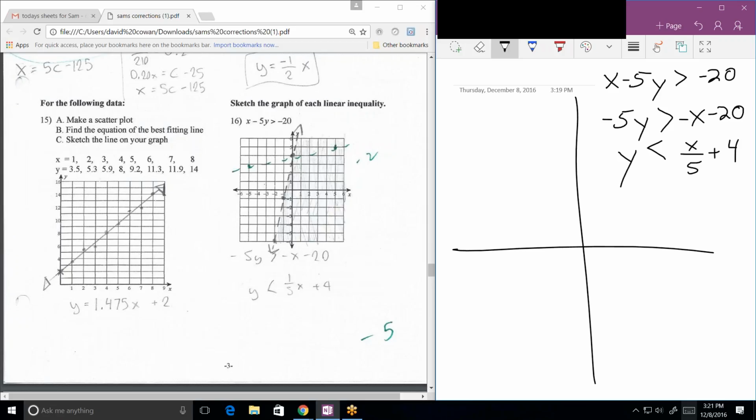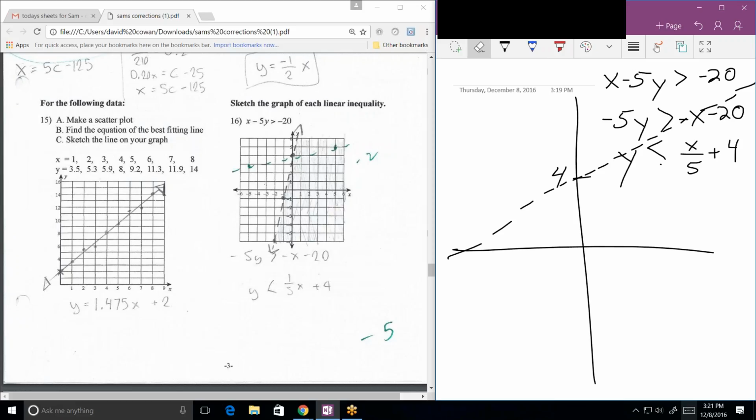Now you're graphing it. You're going to start at plus 4. Got a slope of positive 1/5. So it's going to be a graph something like that. And it's going to be a dotted line because it's less than only, not less than or equal. If it were less than or equal, it would be a solid line.